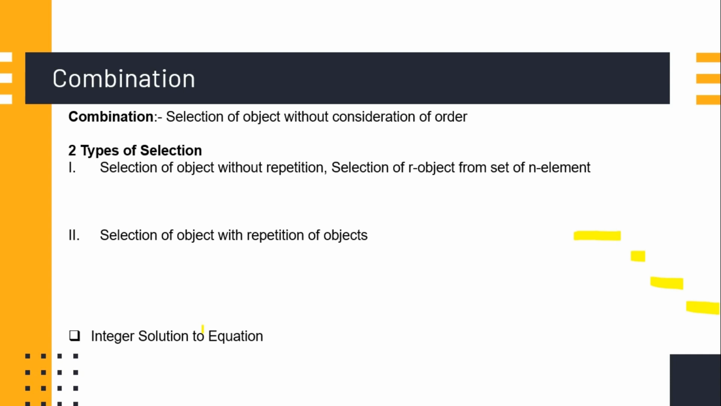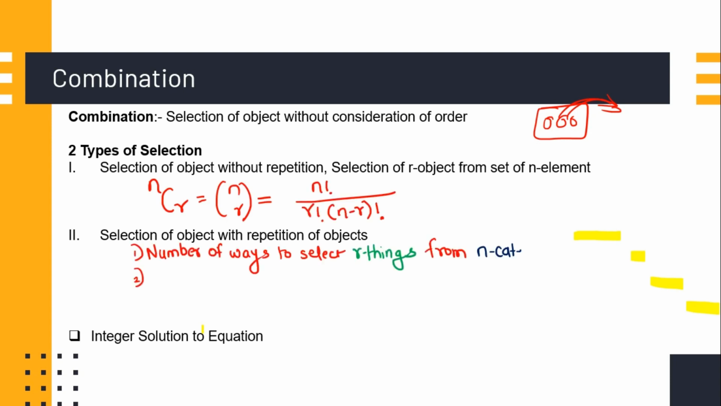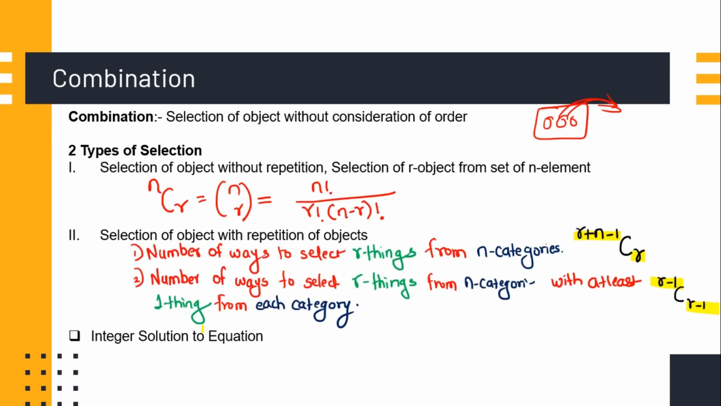Combination. Combination is selection of objects without consideration of order. If you are selecting objects from some collection without considering order, then there are two possible types of selection. First type, selection of objects without repetition, where we select our objects from n elements. And second is selection of objects with repetition.